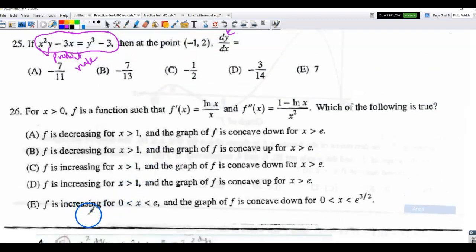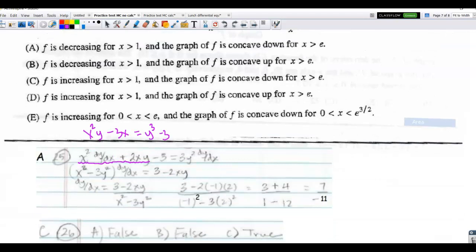So we have x squared y minus 3x is the implicit relationship, y cubed minus 3. And so then you can see that all of that is the product rule derivative for the first term. The derivative of 3x is 3. The derivative of y cubed is 3y squared dy/dx, chain rule, and the derivative of 3 is 0.